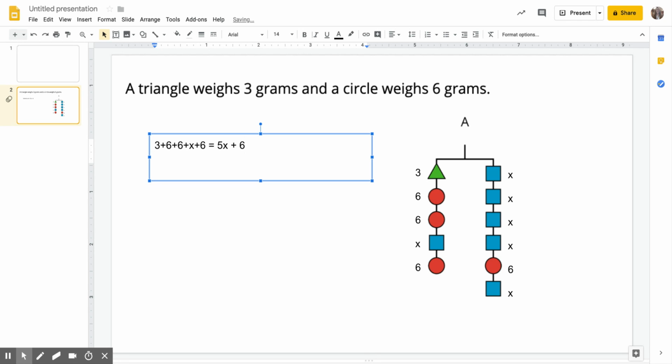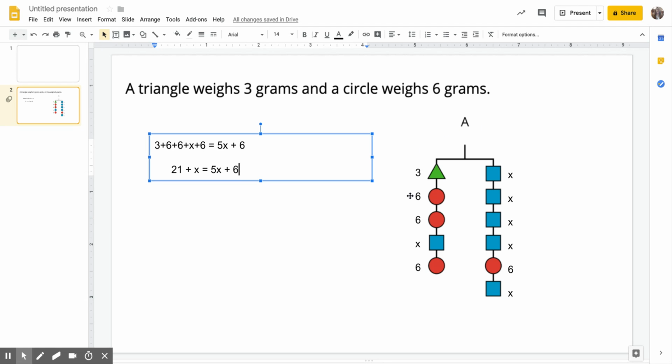So let's simplify the left-hand side a little bit. We know there's a 3, a 6, and a 6. Those are all like terms because they're all numbers. So 3 plus 6 is 9, plus 6 is 15, plus another 6 is 21. So we can say that this side simplifies to 21 plus x equals 5x plus 6.